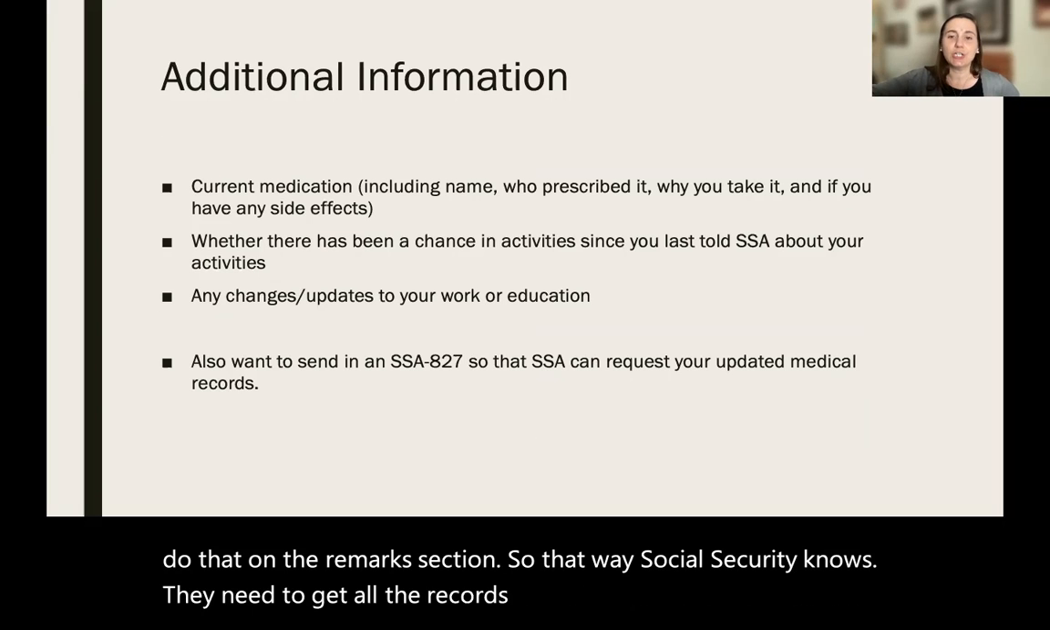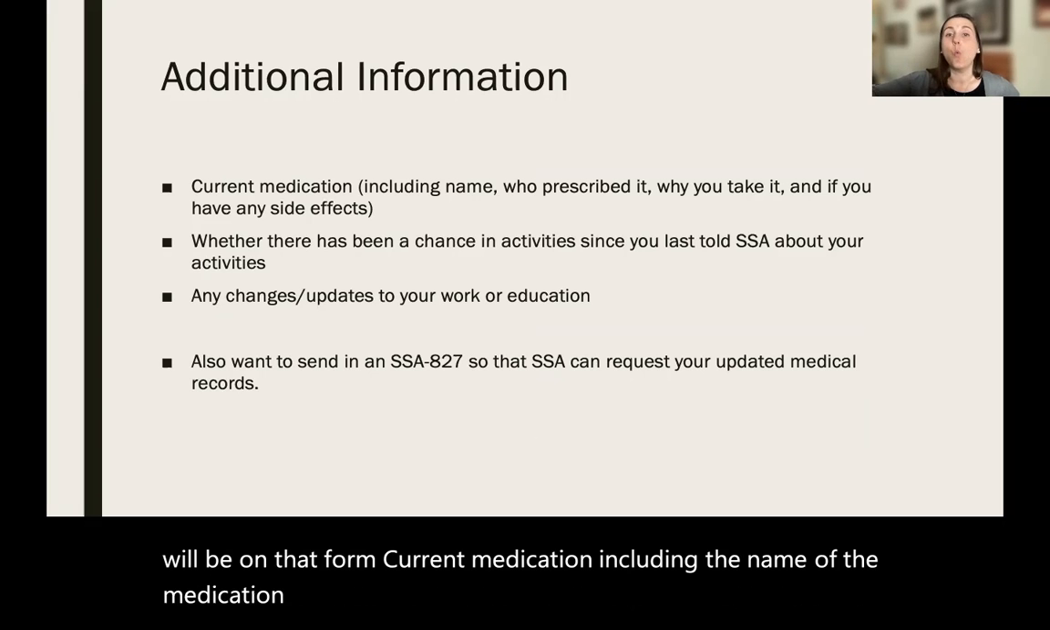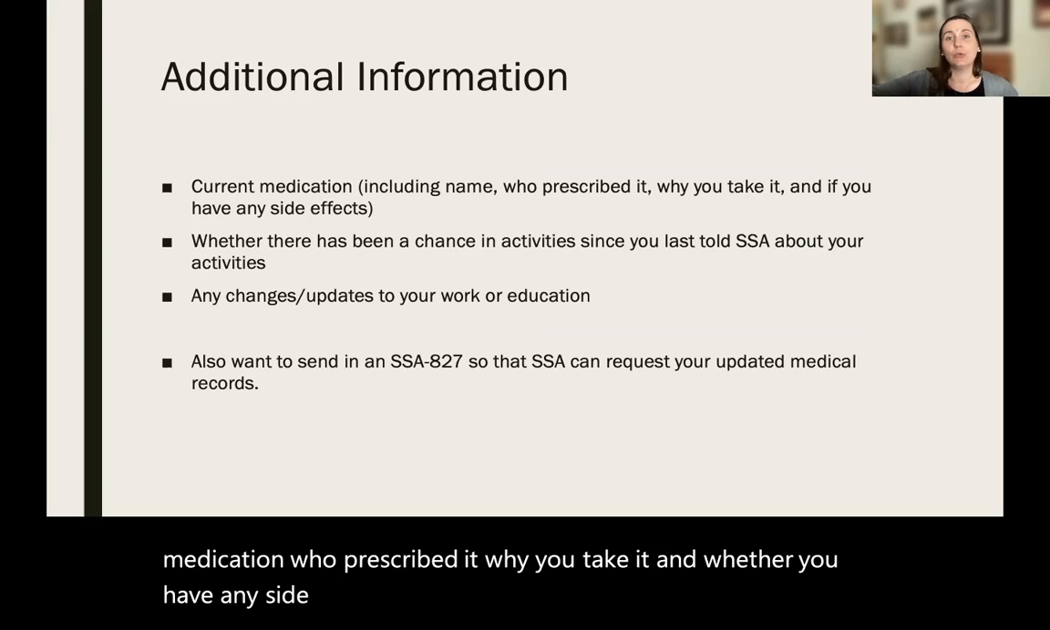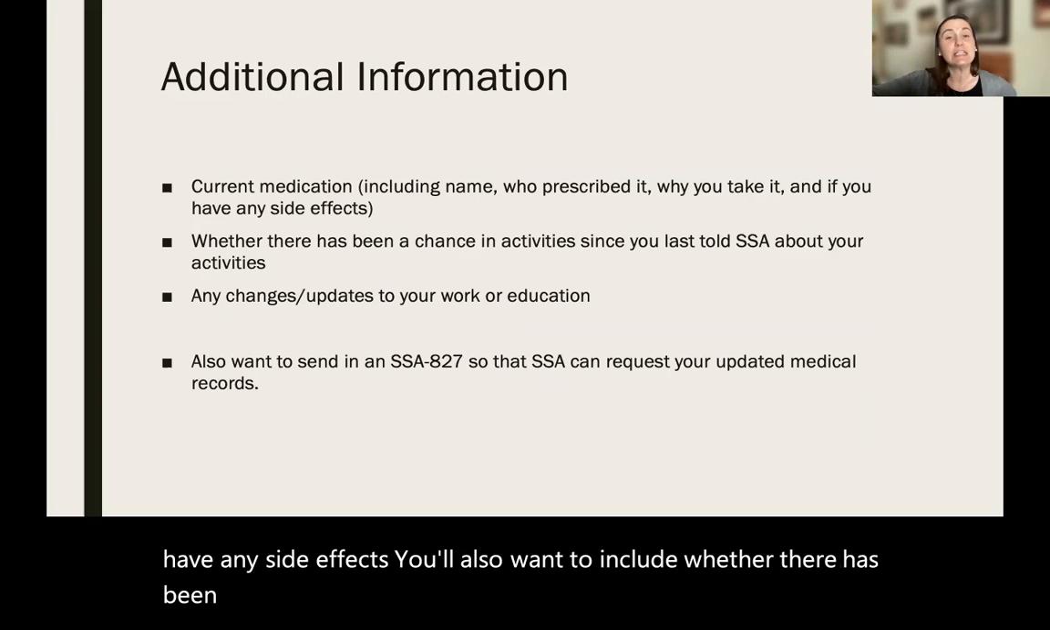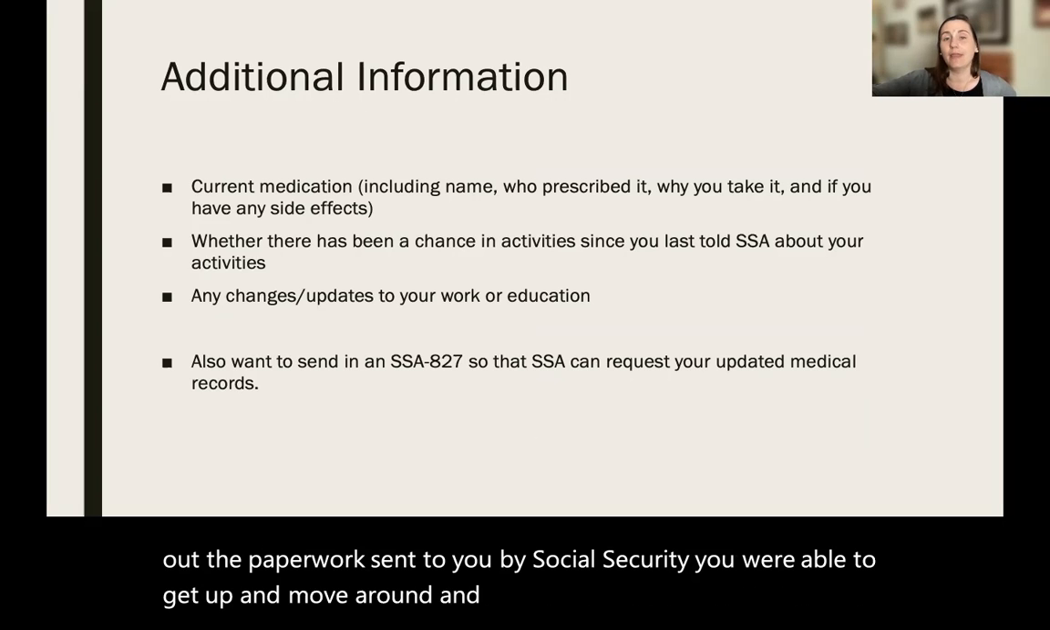Okay. Additional information that will be on that form: current medication, including the name of the medication, who prescribed it, why you take it, and whether you have any side effects. You'll also want to include whether there has been a change in your activities. For example, if when you last filled out the paperwork sent to you by Social Security, you were able to get up and move around and do dishes, that has changed for whatever reason, include that.